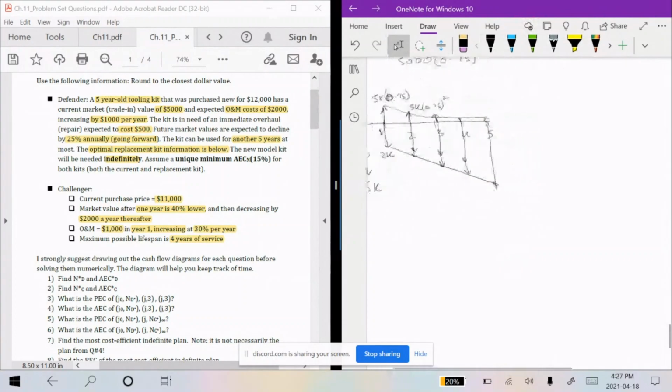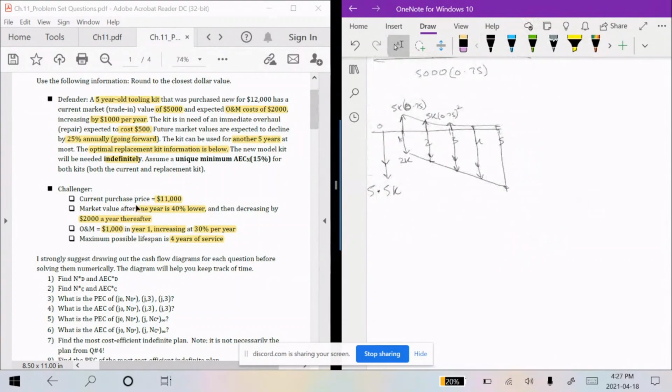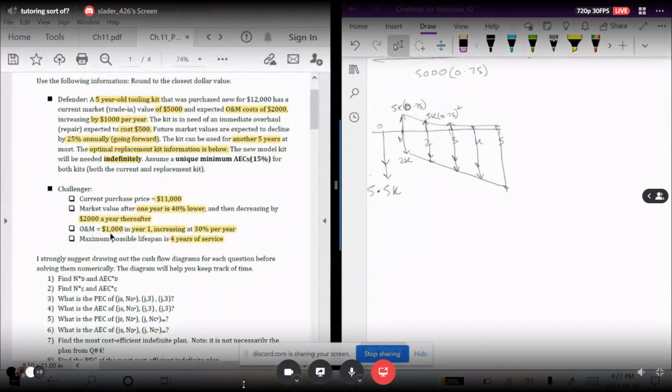Let me do the same thing for the challenger now. The challenger's current purchase price is 11,000. Its market value is 40% lower after 1 year, and then it just keeps decreasing linearly by $2,000 each year. The operational costs are 1,000 in year 1 and increasing at 30%.